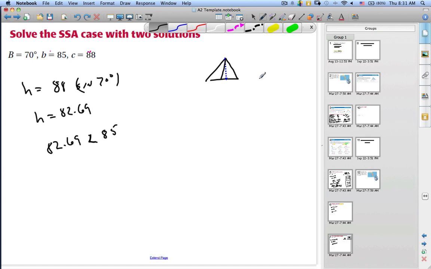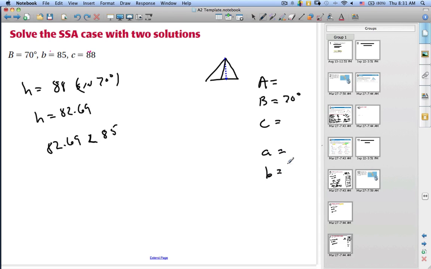So let's again start looking at what we know. I know that A is equal to an unknown. I know that B is equal to 70 degrees. And I know that angle C is equal to an unknown. I know that side a is unknown. I know that side b is 85. And I know that side c is 88. And what that's going to let me do is find angle C. So let's think about what we've got here. So now this is angle B.